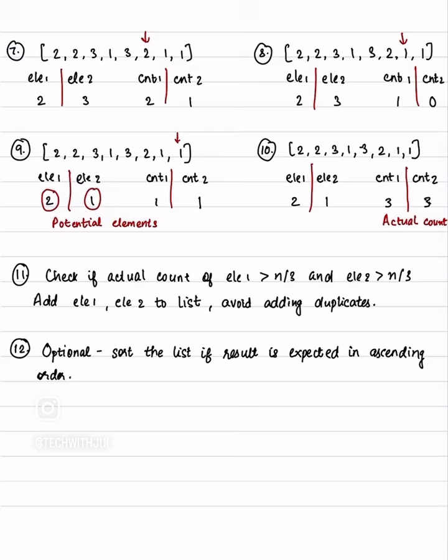Once you have the potential candidates, you have to check if the actual count of element 1 is greater than n by 3 and element 2 is also greater than n by 3. If yes, you have to add that to the list. And optionally, you'll also have to sort that result list if it's asked in the question.